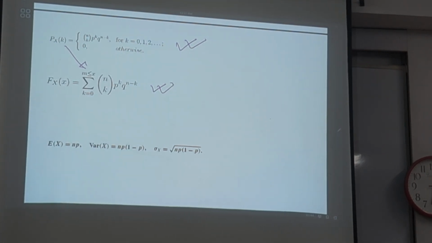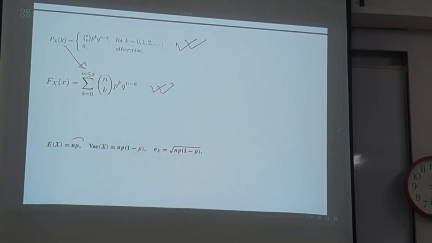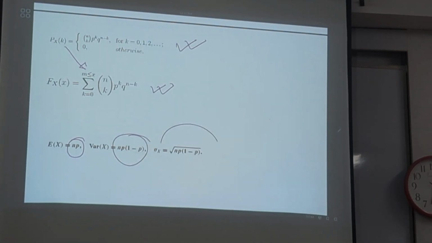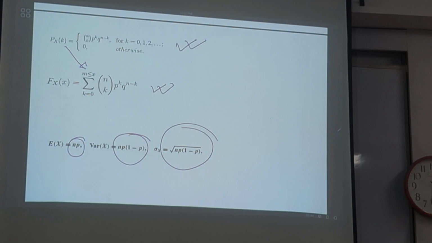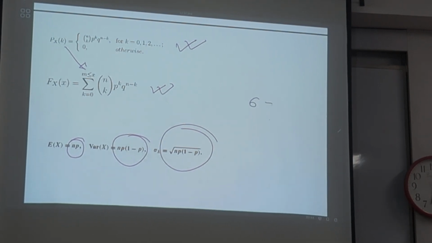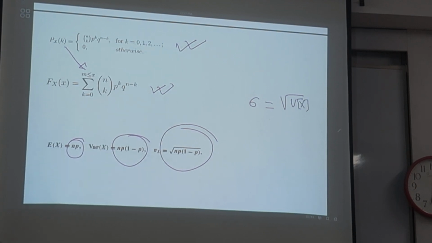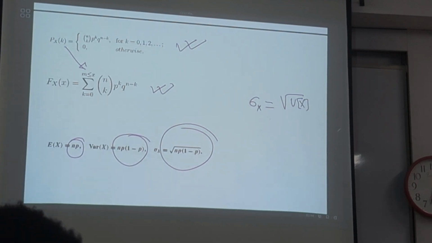What is the expected value for the binomial? And the variance. The standard deviation is actually not needed because the standard deviation is always the square root of the variance, right.